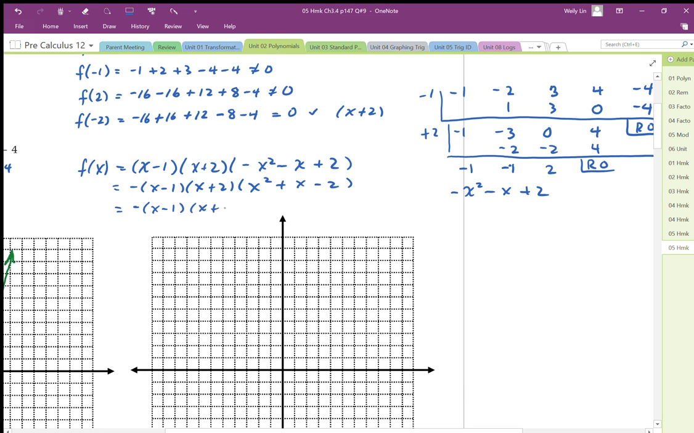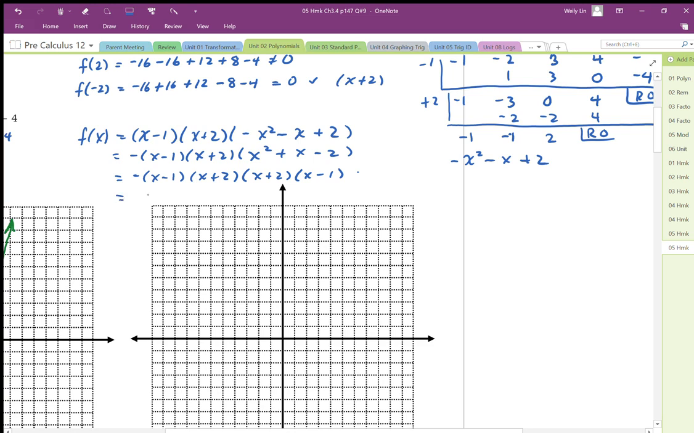So we end up with x plus 2, x minus 1. That means we have a multiplicity of 2 for both of those. So x minus 1 squared, x plus 2 squared.